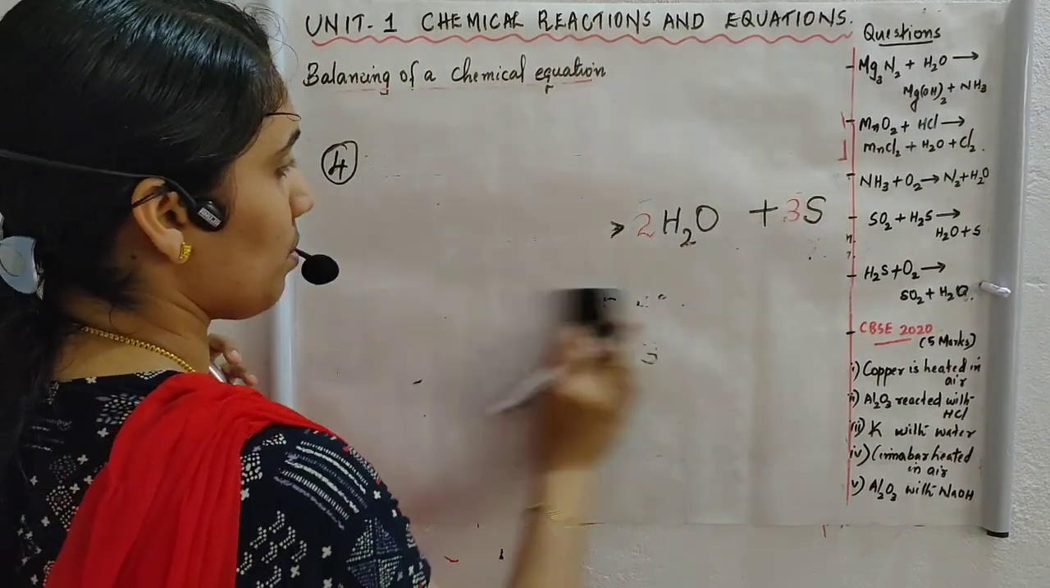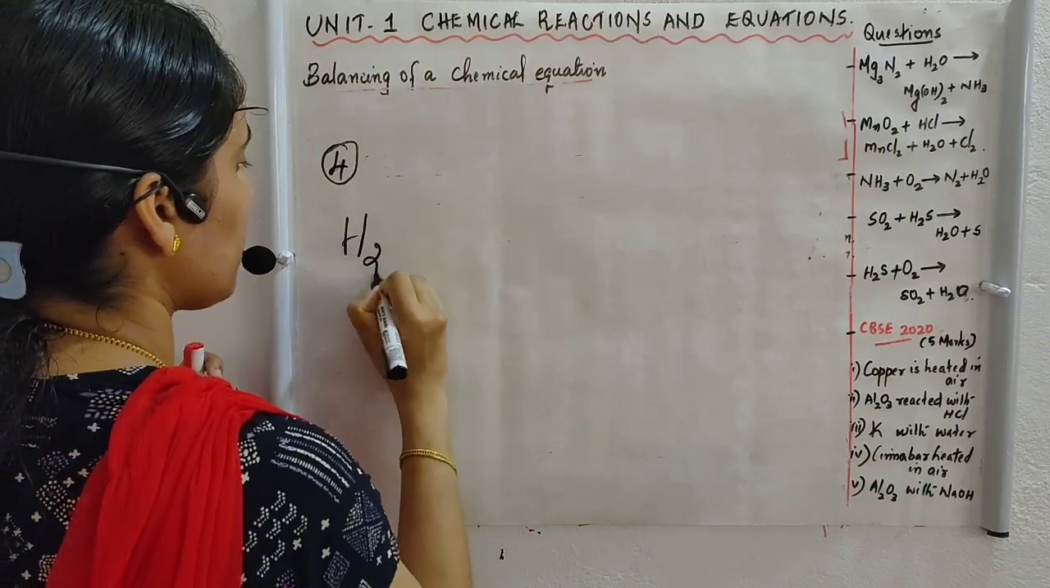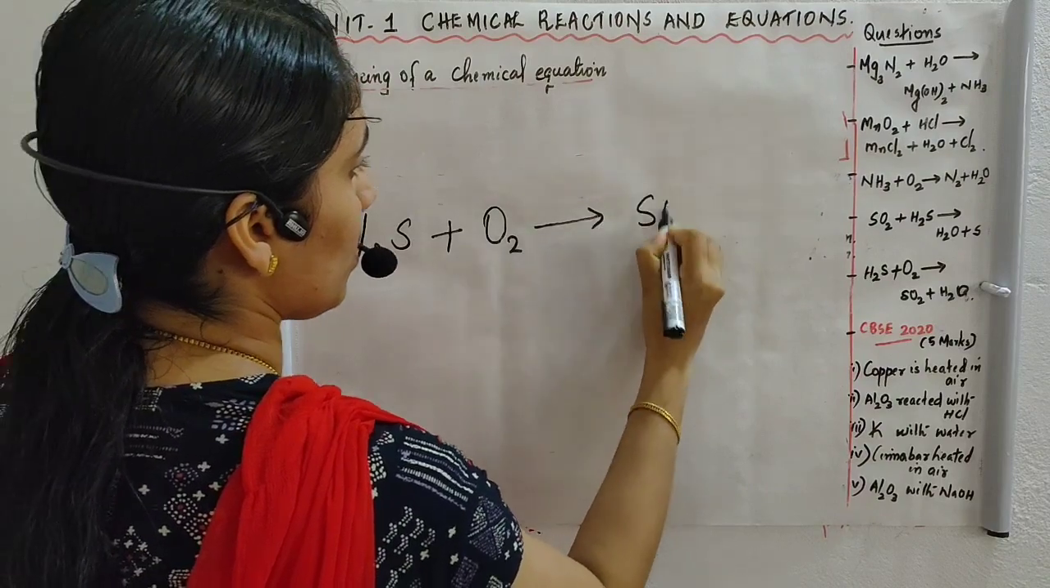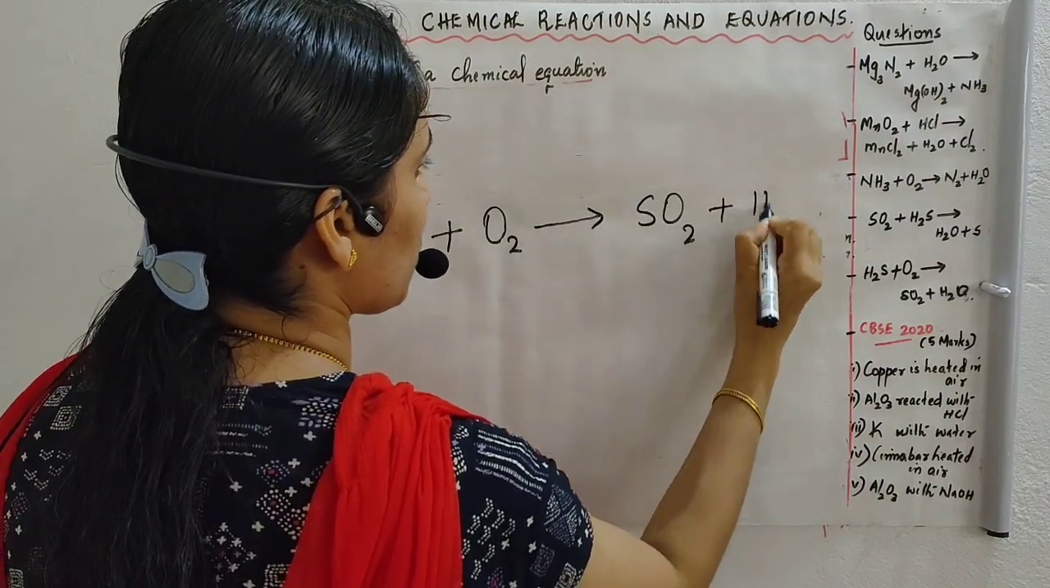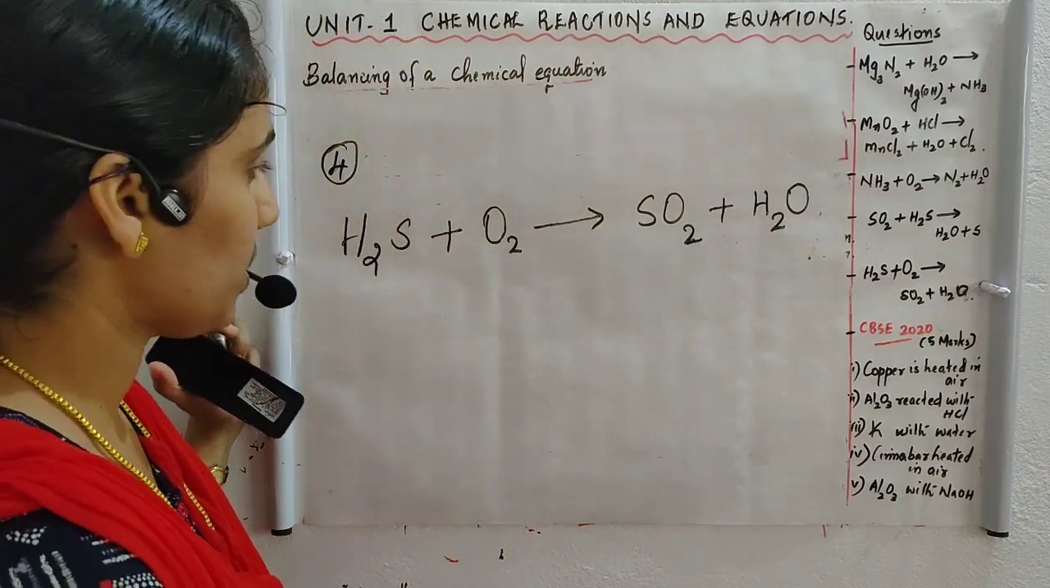Then one more example, that is H2S plus O2 gives SO2 plus H2O. How to balance this equation?